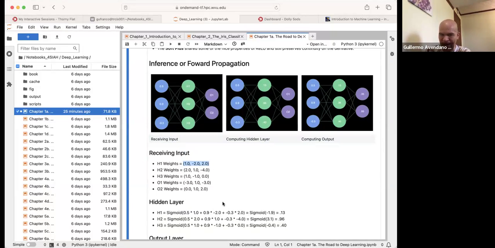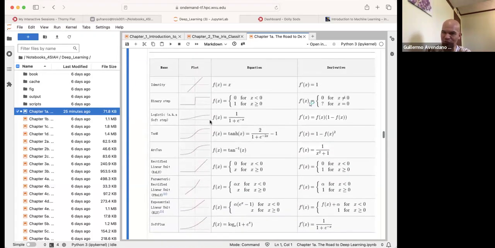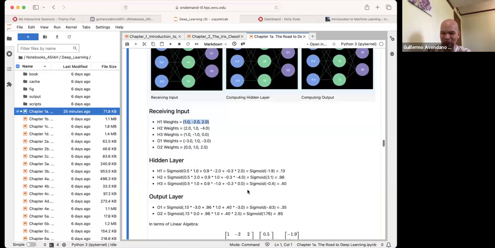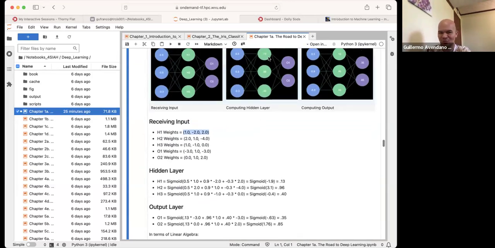The result is like a vector multiplication, a dot product, if you like, of this vector here and the vector that I produce from the inputs. This dot product is what I introduce to the sigmoid, or this logistic function. If you want to change the sigmoid for the ReLU, it's just a different nonlinear function, and you get a number, 0.13.